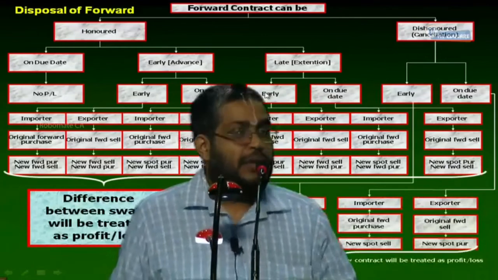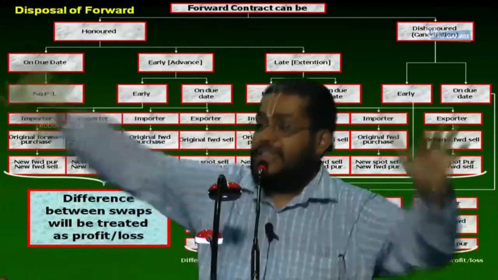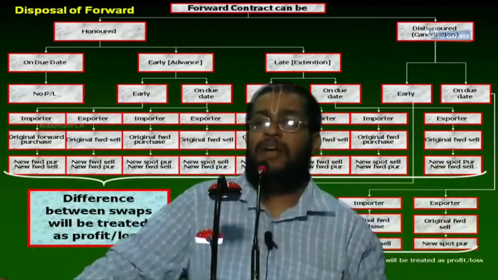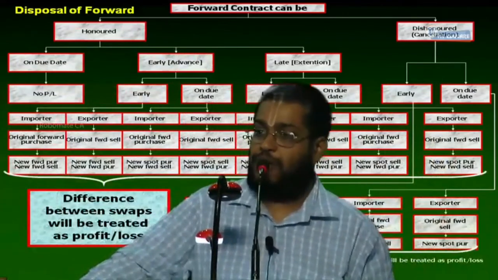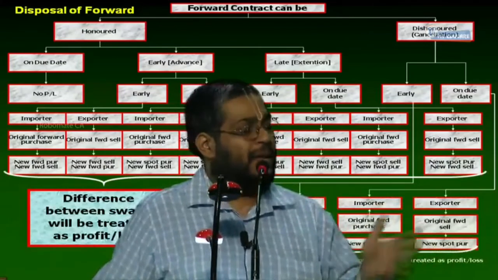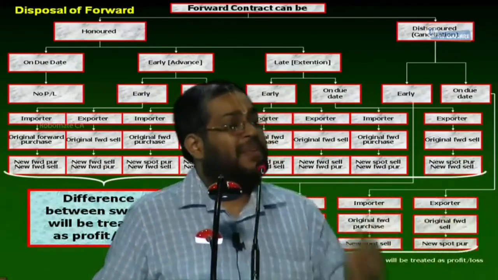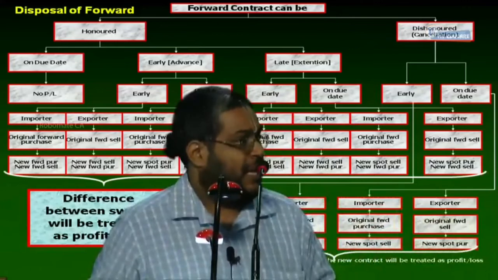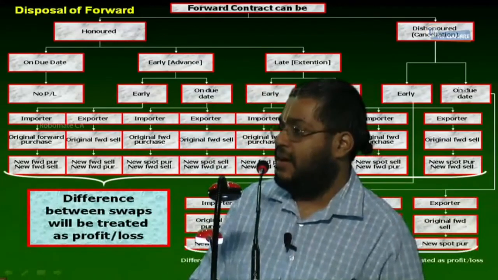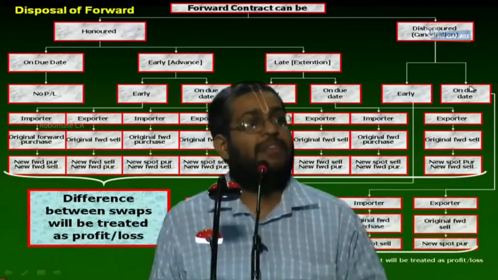Yes or no? Now, I can cancel the forward itself once and for all. Are you following or not? Cancel means 1st April I wanted to go for a forward sell, then the order has been cancelled. I tell the bank, please cancel the forward contract. This again I intimate to the bank on 1st April or before 1st April. So the cancellation can be done early or on the due date. Everybody yes or no?